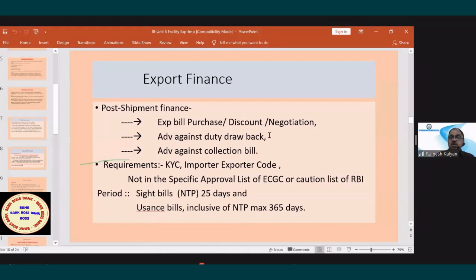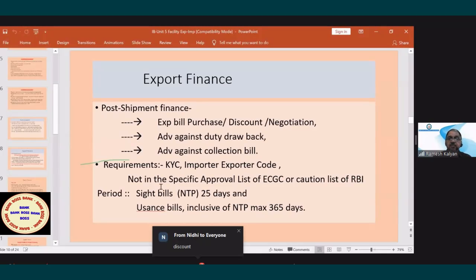Advance against duty drawback also falls under post shipment. Advance against collection bills are also classified as post shipment. The requirements are KYC and IE code compulsory, as earlier. And the party should not be in the ECGC specific approval list or the RBI caution list. And how much period is there for sight bills? 25 days. This is the normal transit period.